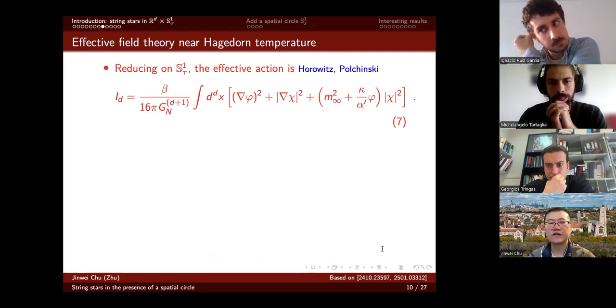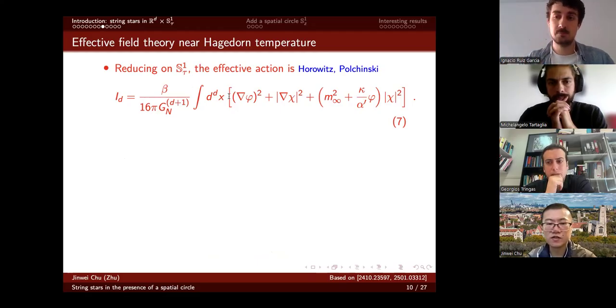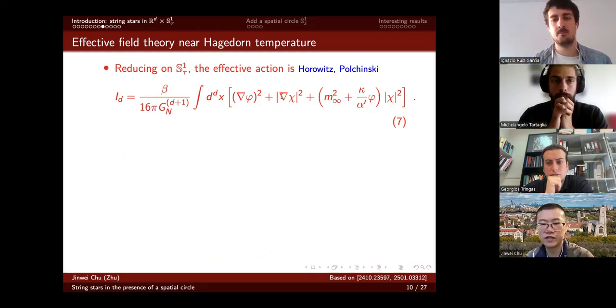To write down the effective action, we should reduce on the time circle because we're considering the canonical ensemble. Let's reduce on the time circle and the phi. The resulting effective action is on R^d. This is the formula. The first 2 terms are just kinetic terms for phi and chi. Again, the coupling between phi and chi dominates, so I neglect the dilaton and other parts of the graviton. So now the effective action only includes two fields, which is simple, phi and chi. And these are the kinetic terms.